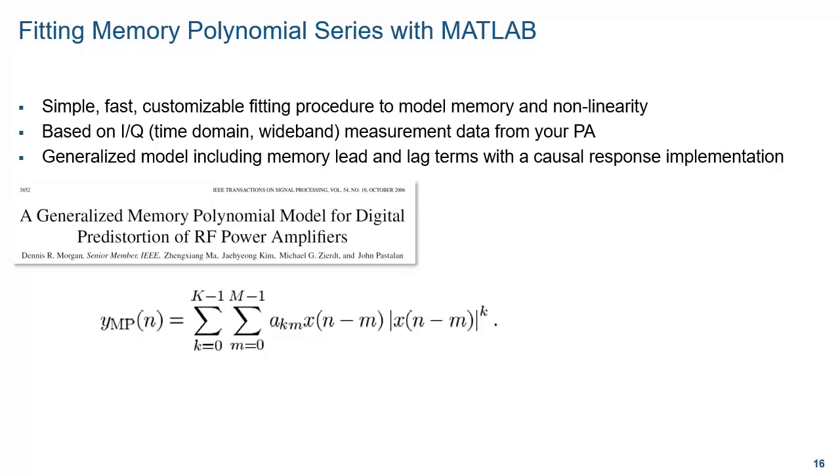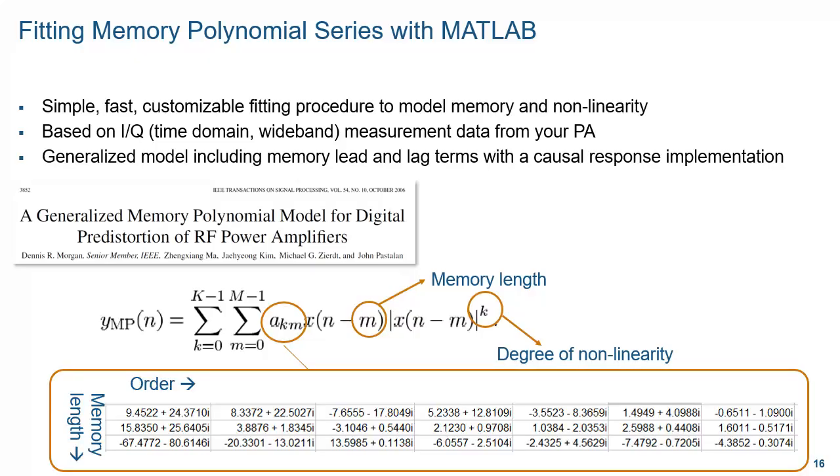In RF Blockset, you find a generalized memory polynomial for the power amplifier and a fitting procedure that can be applied to your measured data. The generalized memory polynomial allows to model the memory by looking back to a certain number of samples. I and Q samples in the time domain are what are used to identify the model, as well as model nonlinearity by using a certain number of orders in the polynomial series.